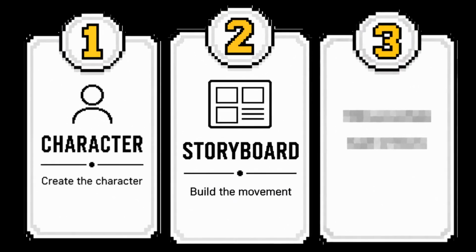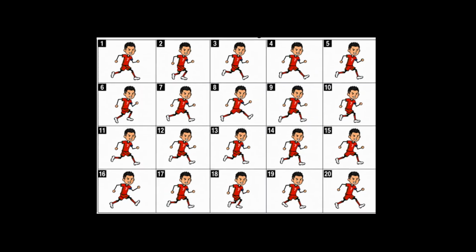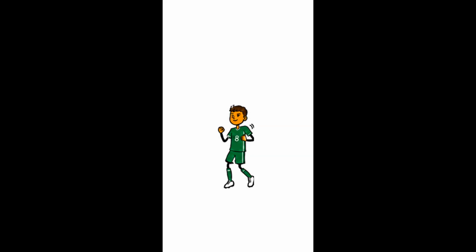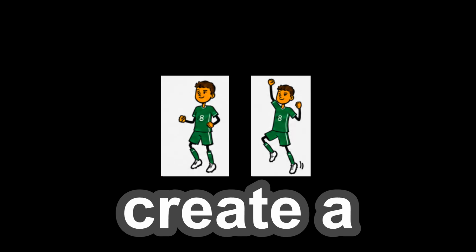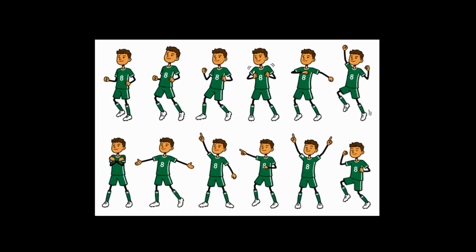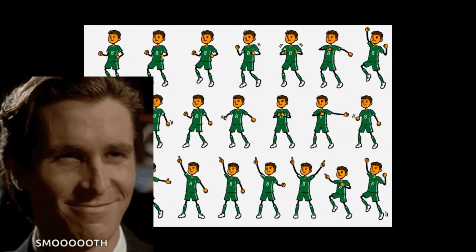Step 2 is creating the storyboard. This is the most important step. Do not ask for an animation. Ask for a storyboard. Tell the AI what movement you want. For example, if the player is dancing, the AI should not only create a start pose and an end pose. It should create multiple frames that show how the body moves between those poses. And if the movement still looks stiff, ask for more in-between frames. That is what makes the animation smoother.